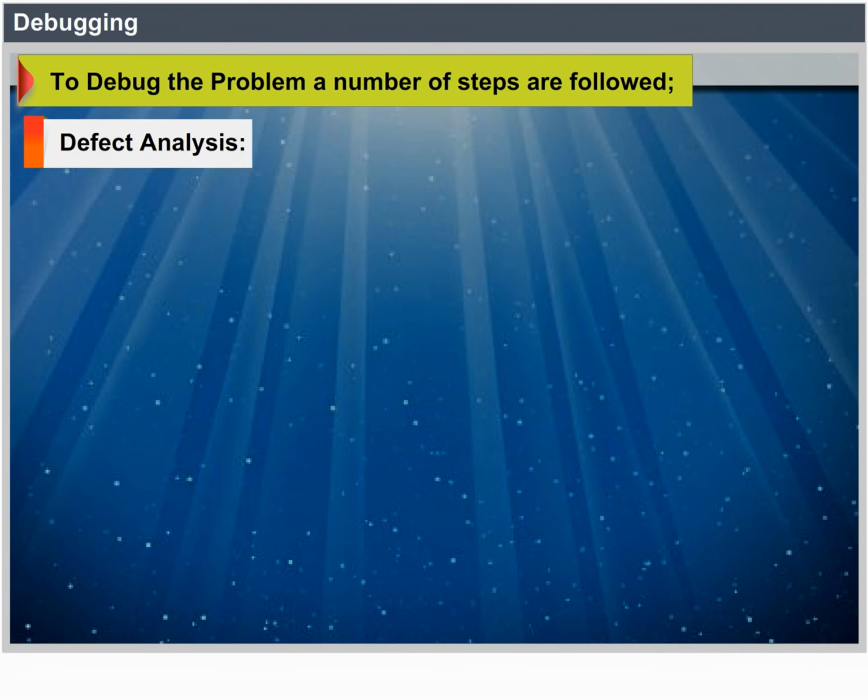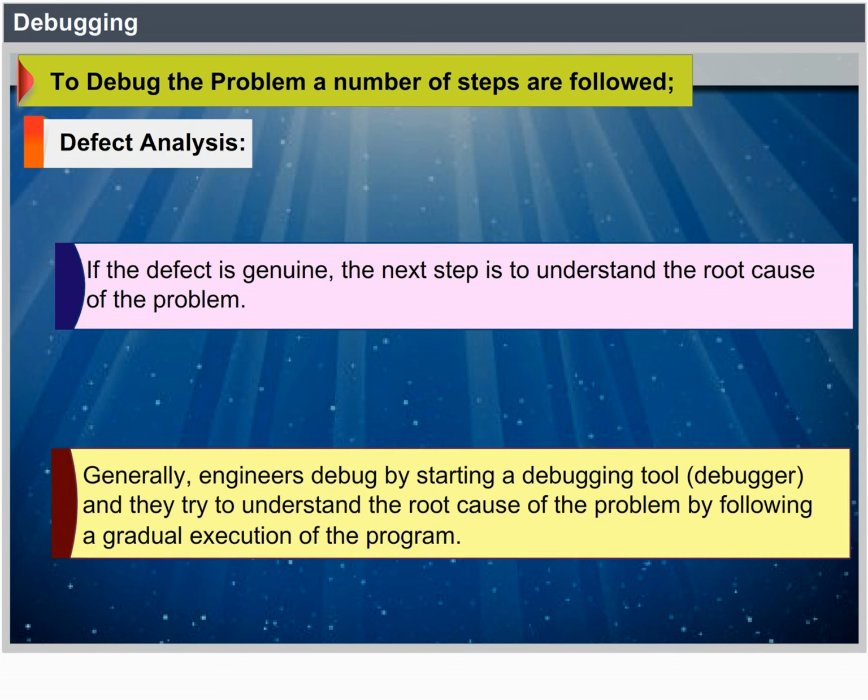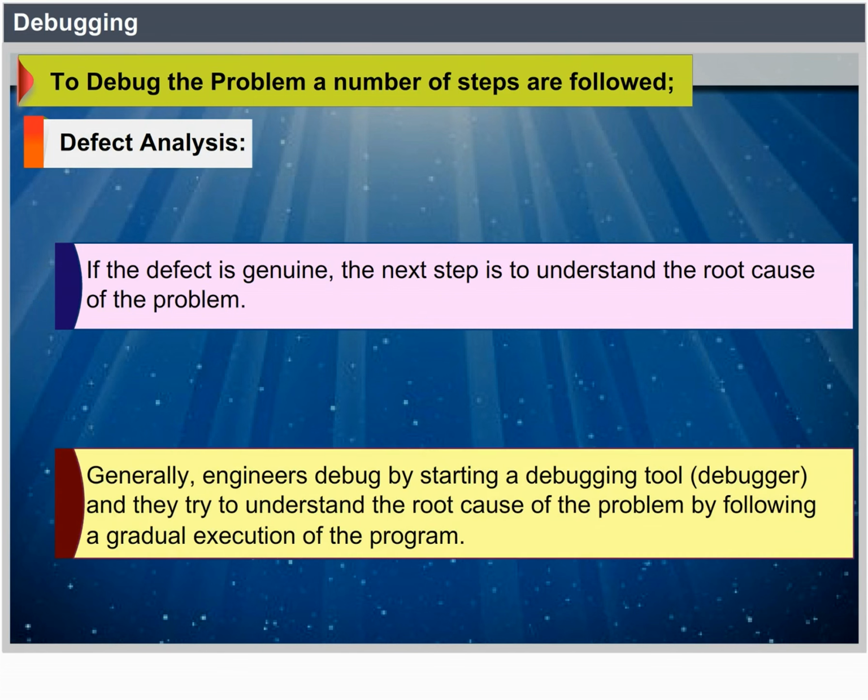Defect analysis. If the defect is genuine, the next step is to understand the root cause of the problem. Generally, engineers debug by starting a debugging tool, and they try to understand the root cause of the problem by following a step-by-step execution of the program.